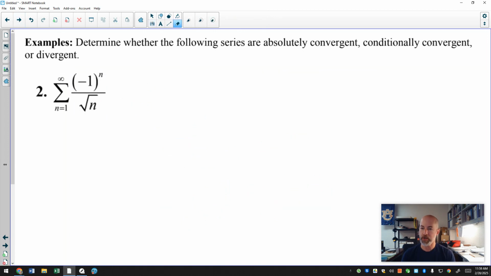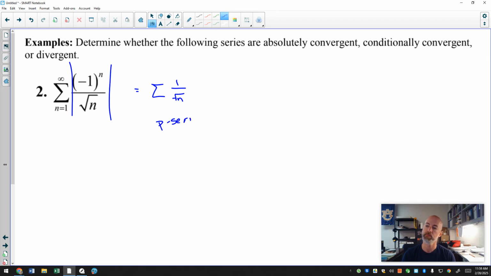Onward. Okay, so let's try this one. Again, I'm going to start by considering the absolute value of the series. When I take the absolute value, we end up with a series of 1 over the square root of n. That is, again, a p series. This time, however, p is 1/2. That is less than 1. Therefore, the absolute value of my series, if we call that a sub n, diverges.